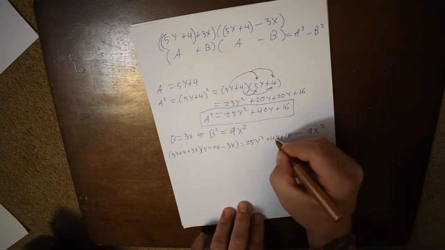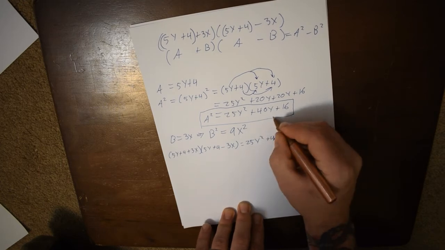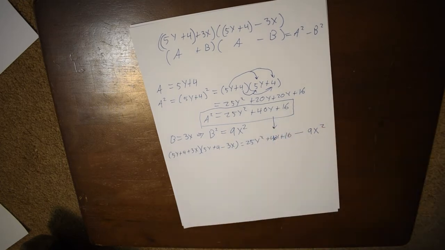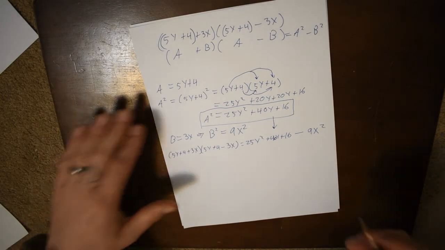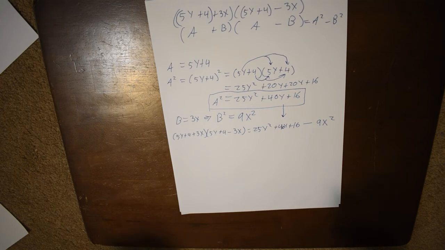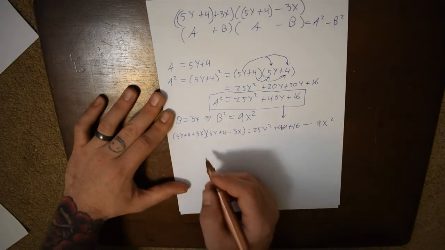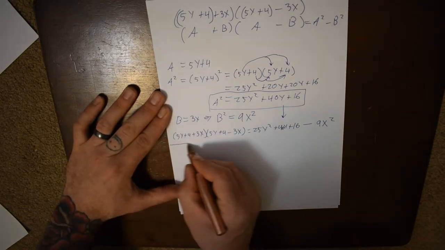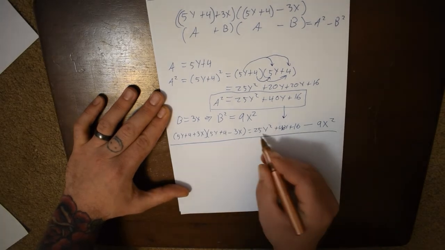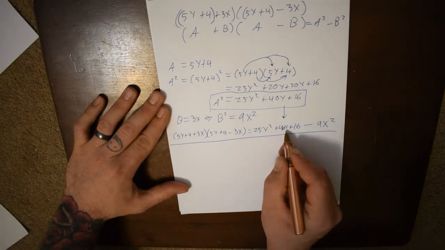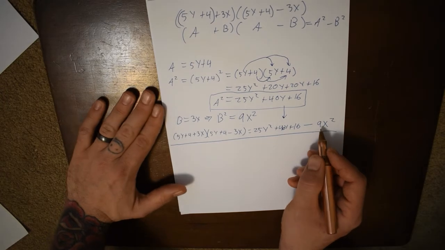I believe I said 40y and wrote 4y. We were just copying this down there. Or we could have gone through and we could have used FOIL. I want to show you the distributive property with something that isn't a binomial. So there's our answer, 25y squared plus 40y plus 16 minus 9x squared.